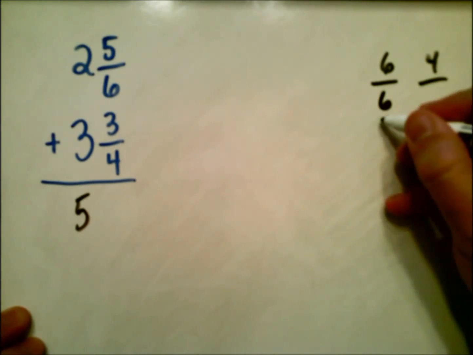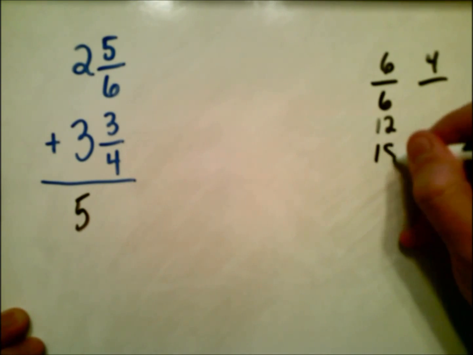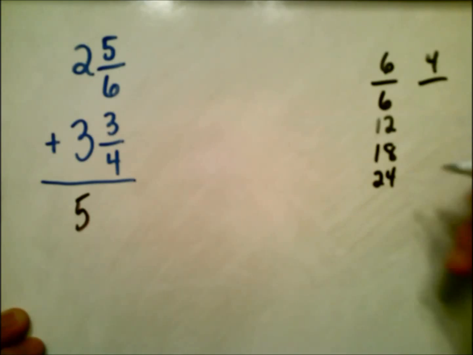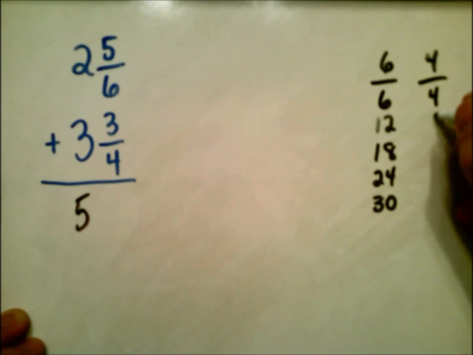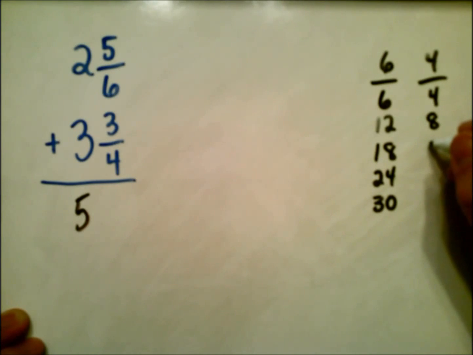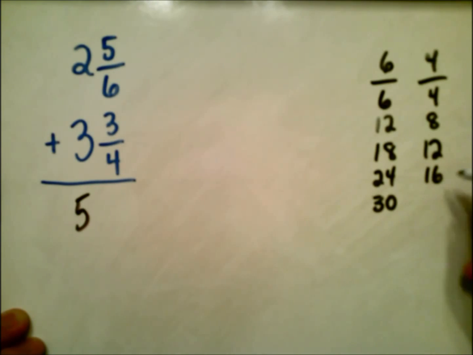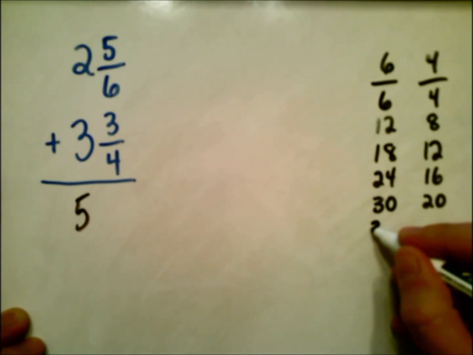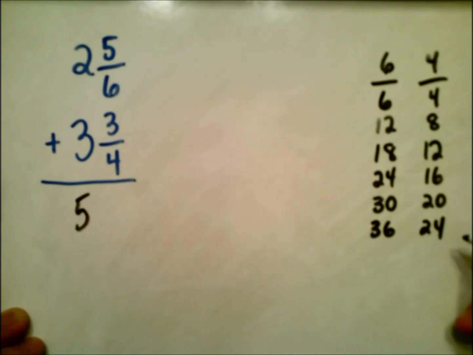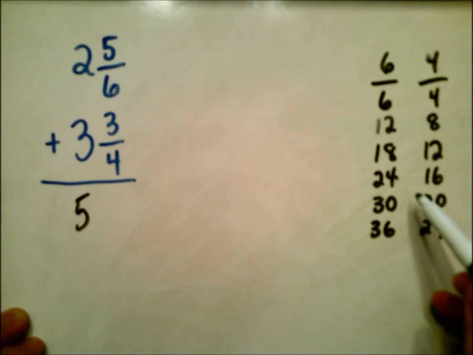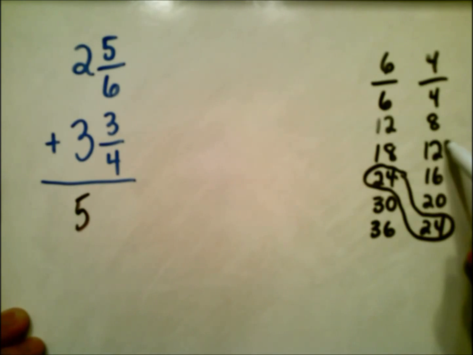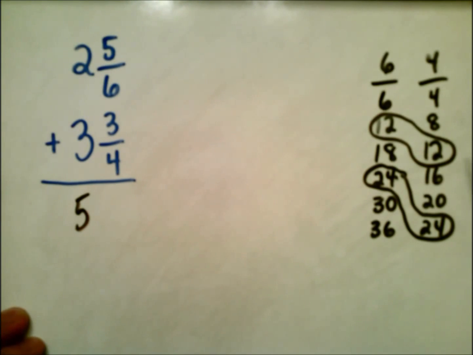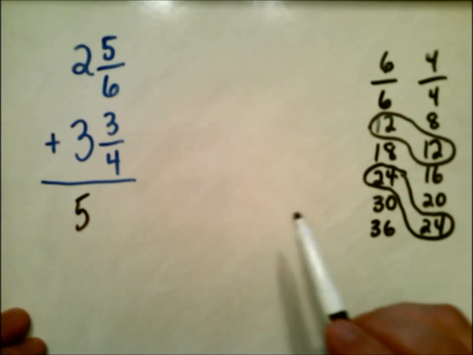So 6 times 1 is 6, 6 times 2 is 12, 6 times 3 is 18, 6 times 4 is 24, 6 times 5 is 30. I'll stop there. 4 times 1 is 4, 4 times 2 is 8, 4 times 3 is 12, 4 times 4 is 16, 4 times 5 is 20. I see I have two common denominators, one being 24, the other being 12, and we're going to look at the least common denominator, so we're going to be focusing on 12.